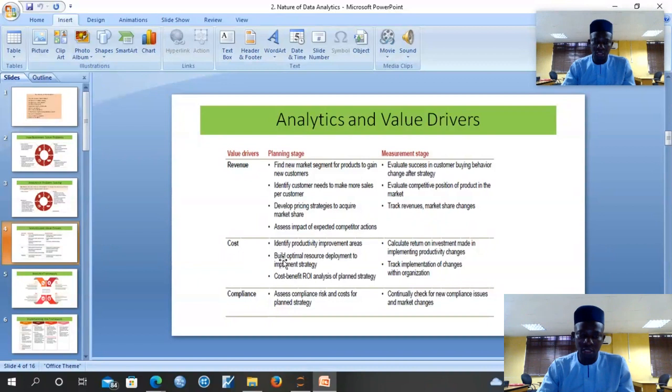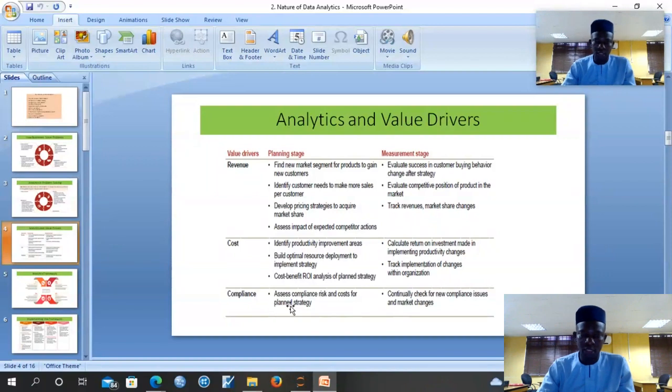The same thing in the aspect of cost. You want to identify productivity improvement areas, build optimal resources to implement your strategy, do cost benefit and return on investment analysis. So you must calculate the return made in implementing the changes and track the changes within the organization.